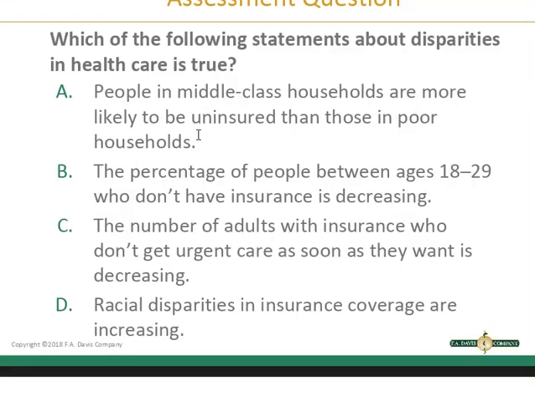Let's do a quick knowledge check. Which of the following statements about disparities in healthcare is true? People in middle-class households are more likely to be uninsured than those in poor households. The percentage of people between 18 and 29 who don't have insurance is decreasing. The number of adults with insurance who don't get urgent care as soon as they want is decreasing, and racial disparities in insurance coverage are increasing.